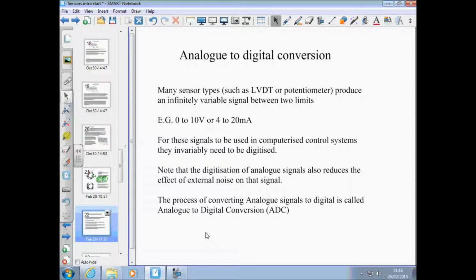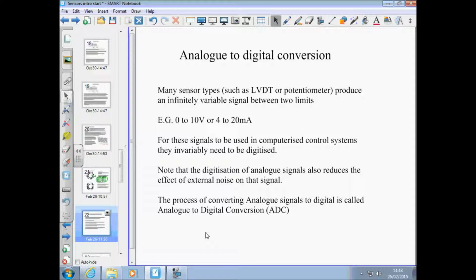So, moving on then from that, we've talked about one or two sensor systems that's going to give us an analog output. That's going to be measuring an analog variable thing like pressure between 0 and 10 bar, or temperature between 0 and 100 degrees C. So there's a number of types. There's your LVDT or your potentiometer that gives you an infinitely variable signal. For instance, 0 to 10 volts or 4 to 20 milliamps.